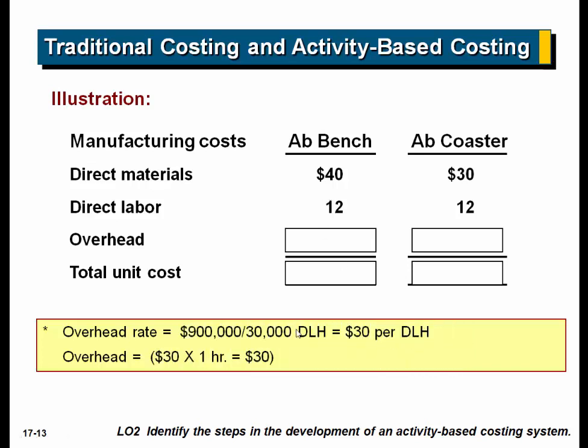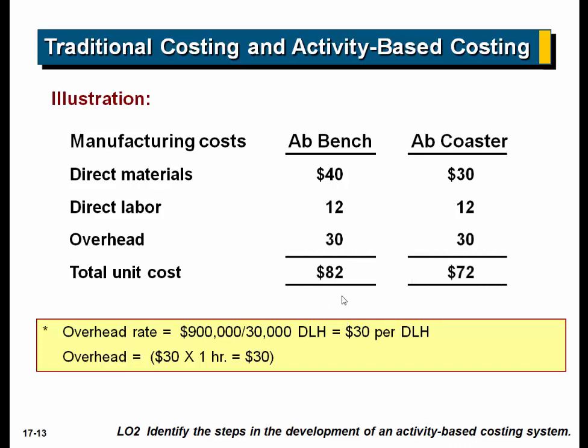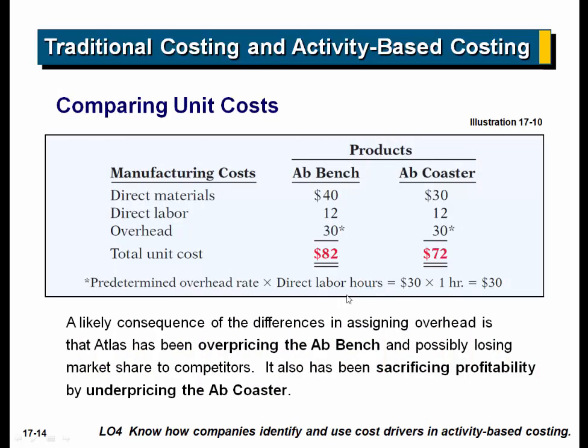So you have one simple overhead rate, which would be traditional, is what we're looking at right now, and it's $30 per direct labor hour. You're going to take 900,000 divided by the 30,000 direct labor hours, and you're going to come up with $30 per direct labor hour, and you're going to assign both products $30 per direct labor hour. And that would tell you your total unit cost is $82 and $72. And you can look, here's the cost, $82 and $72. And this is traditional costing, even though it has both on the header.